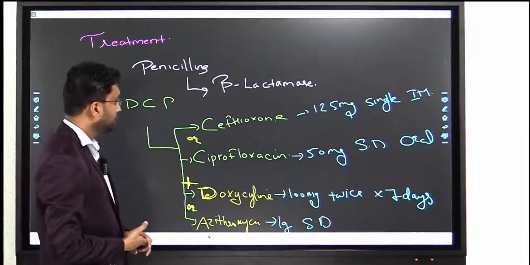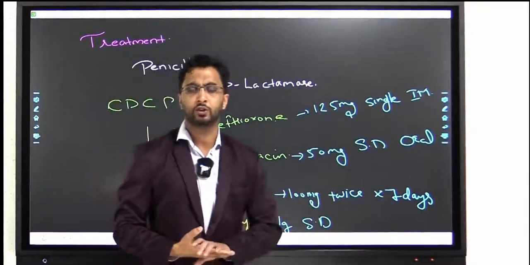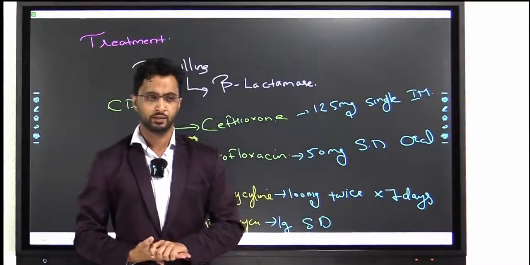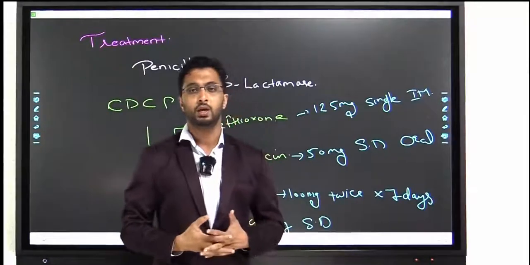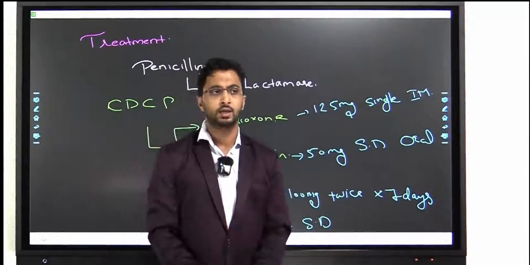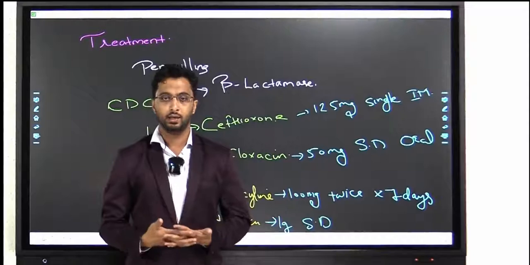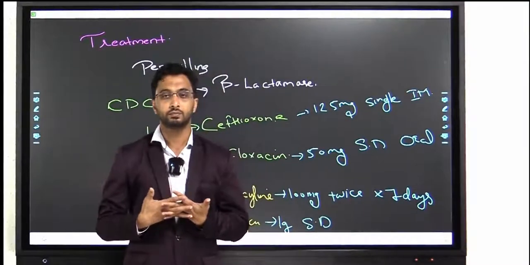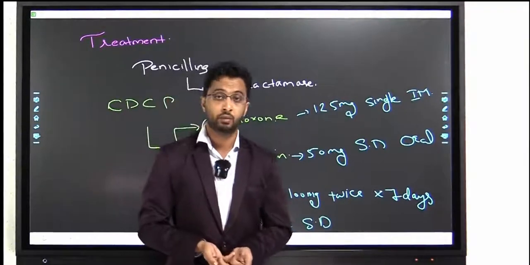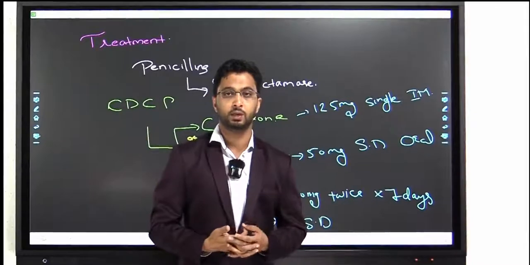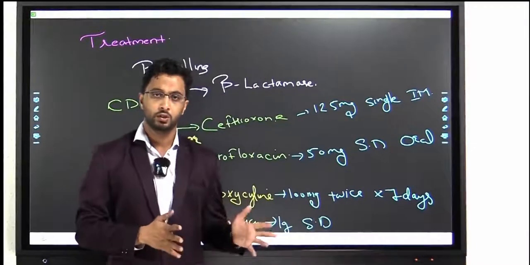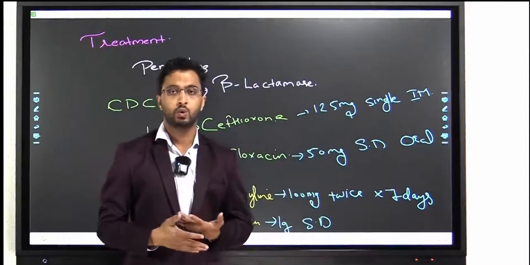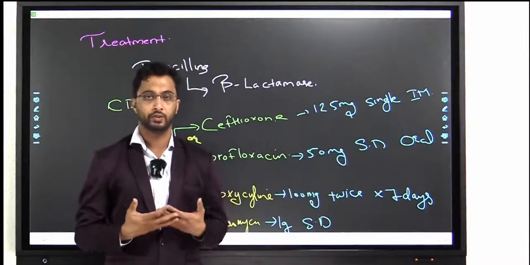So I think I'll stop it here, and in the next class we'll discuss Neisseria meningitidis. It's much smaller bacteria, and we'll go into the details of meningitis, a very important chapter, a very important topic in general medicine. So just know the organisms here, and we'll go into details later on in general medicine.